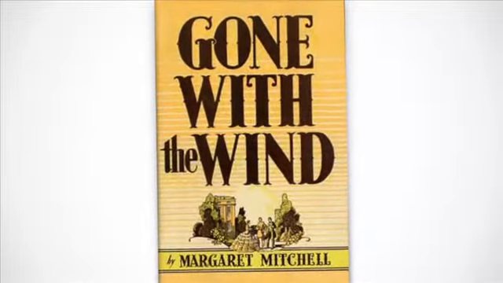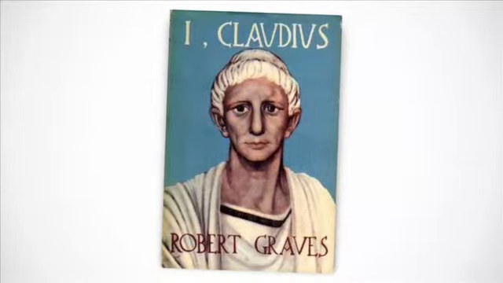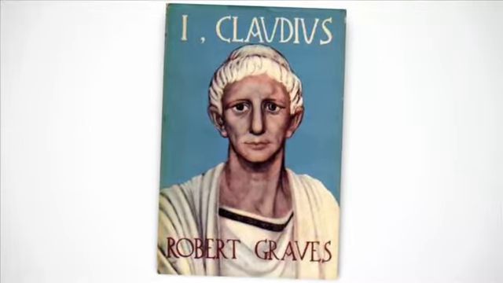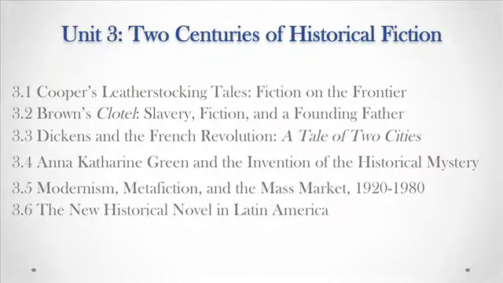Here you might think of Margaret Mitchell's Gone with the Wind, set during the Civil War and Reconstruction, or Robert Graves' fiction of ancient Rome, I, Claudius, published in 1934, set during the reign of the Emperor Claudius. And Unit 3 will end with a discussion of the new historical novel in Latin America. I'll be joined by my colleague in the Department of Spanish, Italian, and Portuguese, Gustavo Peon, a prominent scholar and translator of historical fiction of modern Latin America.